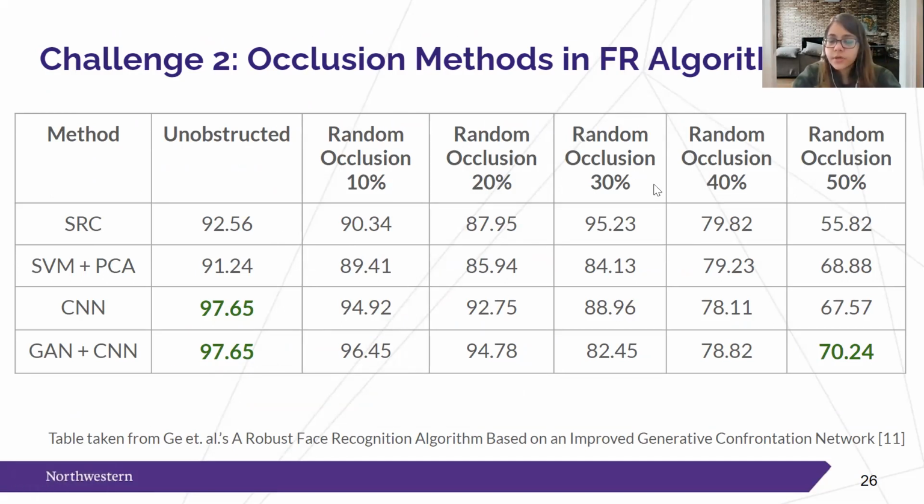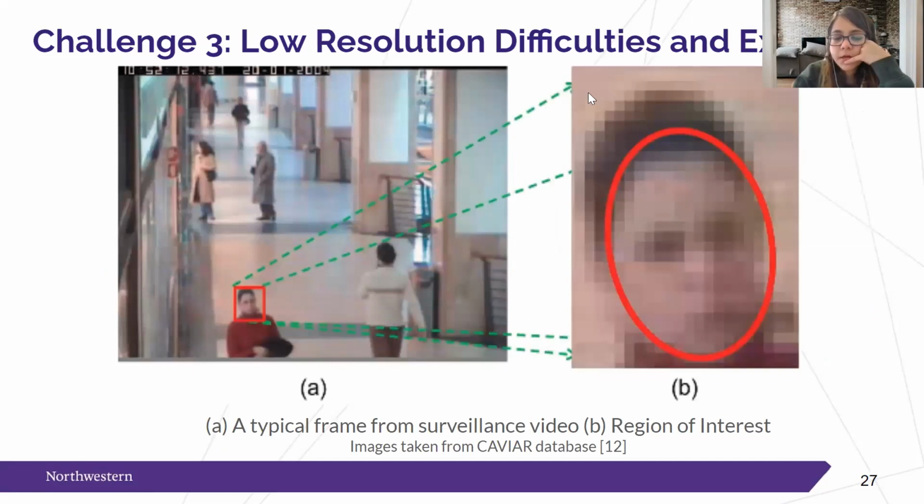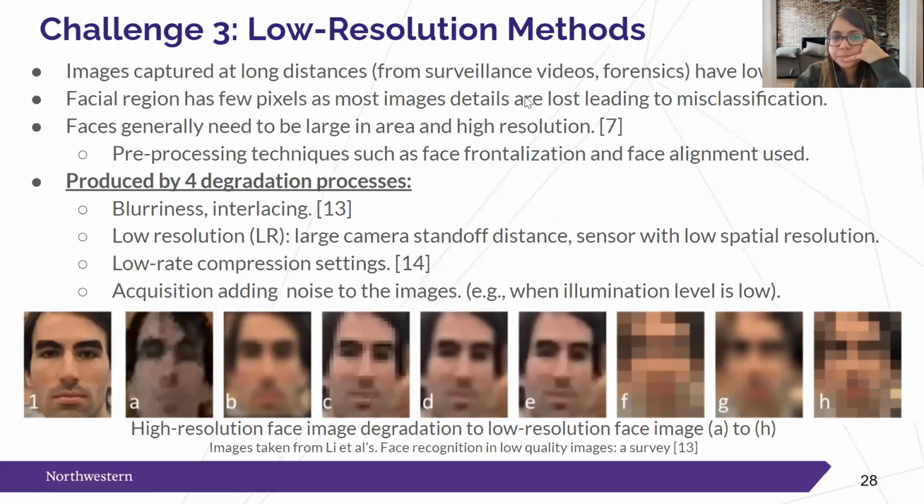But as the occlusion occurs, and there is 50% occlusion, accuracy even goes down to 55% from 90%. So that is how the challenge occurs in face detection. Now, talking about low resolution, we have low resolution images that come from surveillance videos of forensics. The pixels are broken, and because of this, the image details are lost. Generally, the pixels need to be large and high resolution, so we can apply high resolution feature extraction techniques and detect the face.